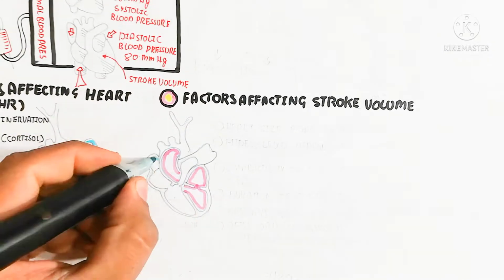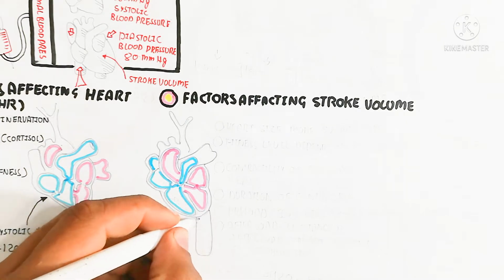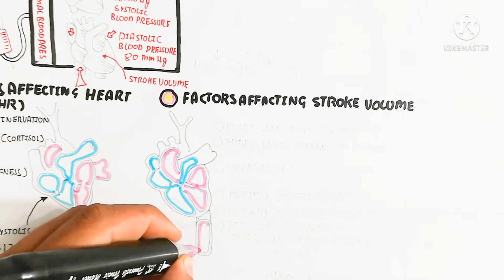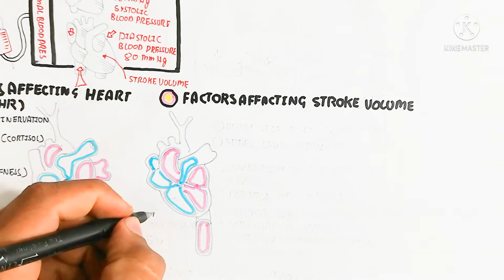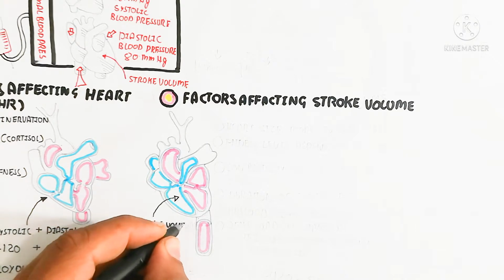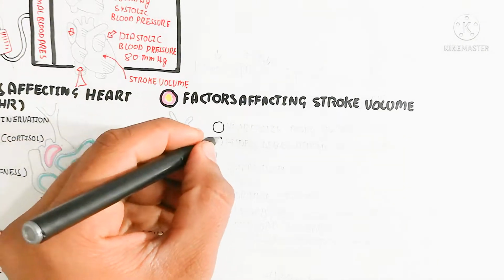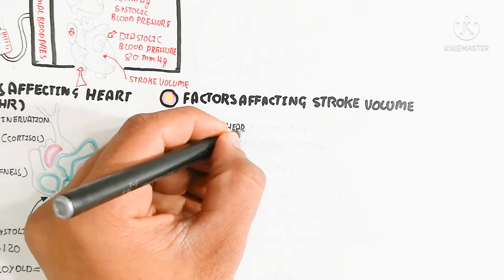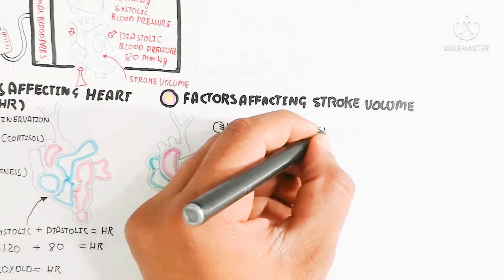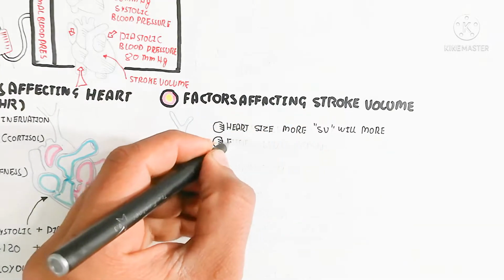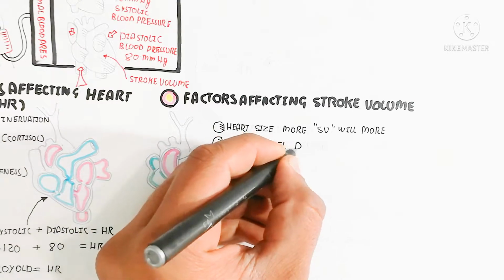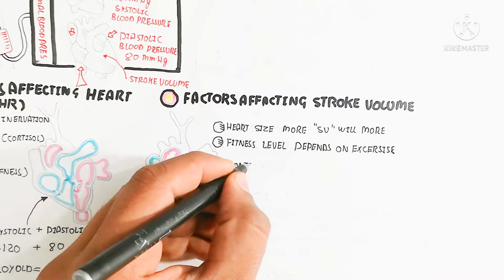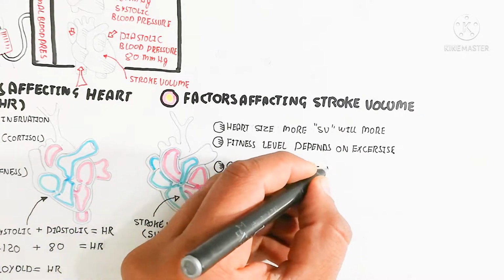So the factors affecting stroke volume: the stroke volume is the blood in the left ventricle that the heart pumps out, and how much blood is pumped out is the stroke volume, and it is variable. For example, a healthy person has more, while a less healthy person has less, due to less volume as well as the stiffness of the artery, and that is why blood pressure is higher in an aged person. And if the heart size is larger, the stroke volume will be more. And fitness level depends on exercise.